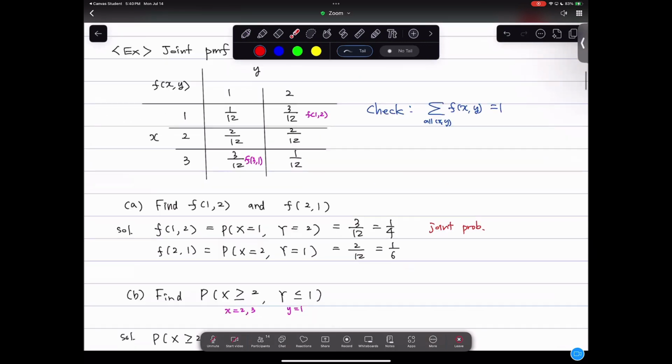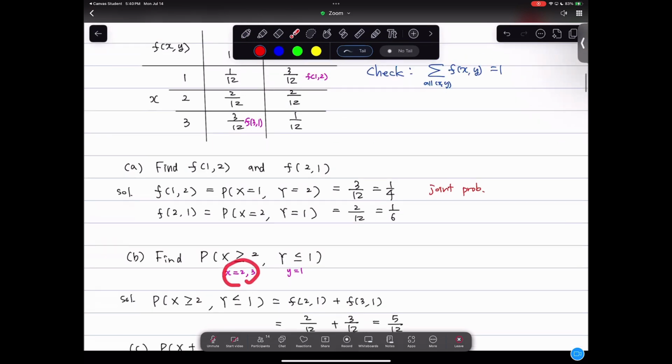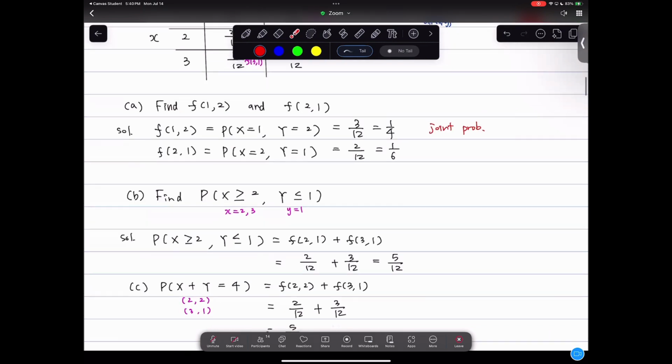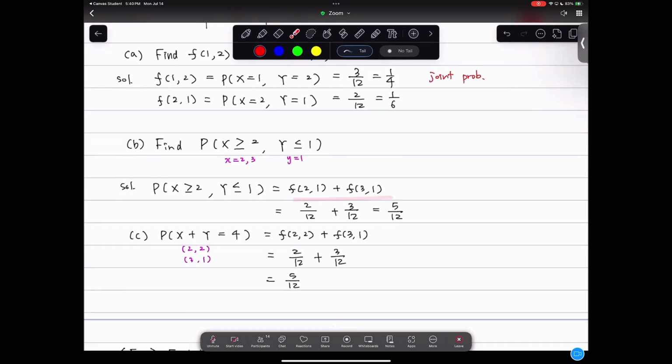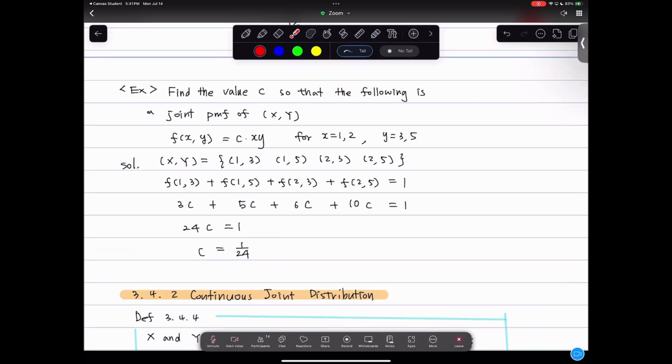So we did the probability that x is 2 or higher and y is 1 or less. X can be 2 or 3 in this case, and y must be 1 or smaller. So these are the two xy pairs: x2, y1 and x3, y3. You add them up to get the probability. That's how we do probabilities using the joint PMF. And finding the constant is a very typical question you have to know.